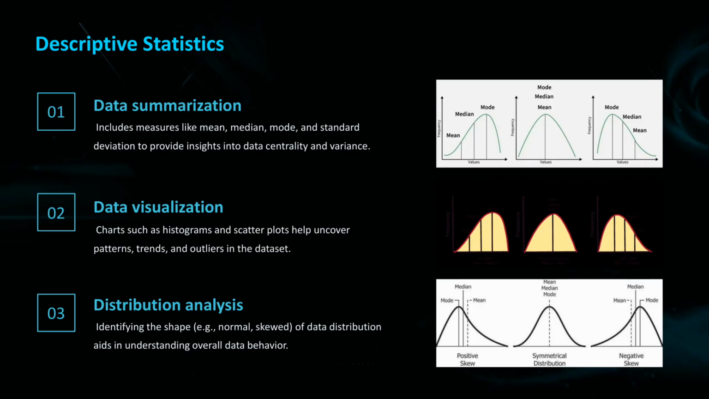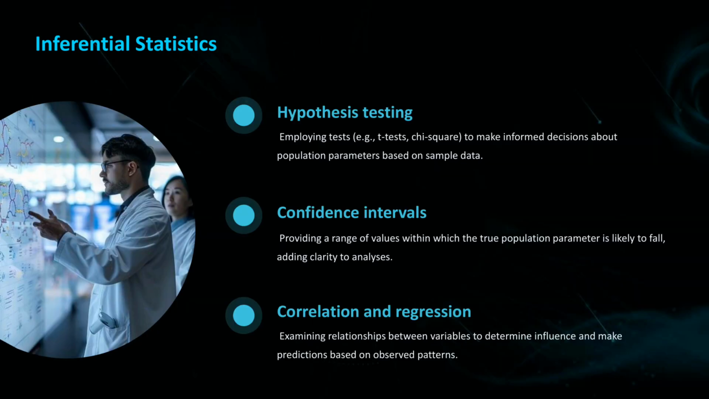Descriptive statistics help you summarize and explore data through measures like mean, median, mode, and standard deviation. And visualization tools such as histograms and scatterplots reveal patterns, trends, and outliers. Understanding the distribution shape, whether normal, skewed, or multimodal, guides the next steps for modeling or further statistical testing in a project.